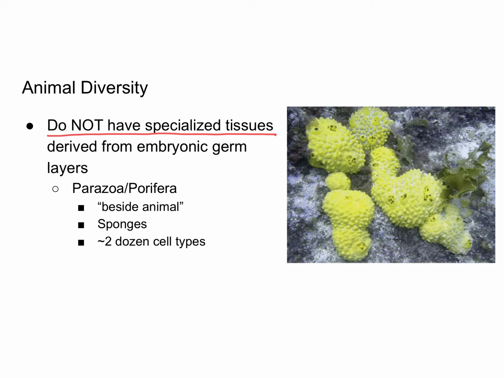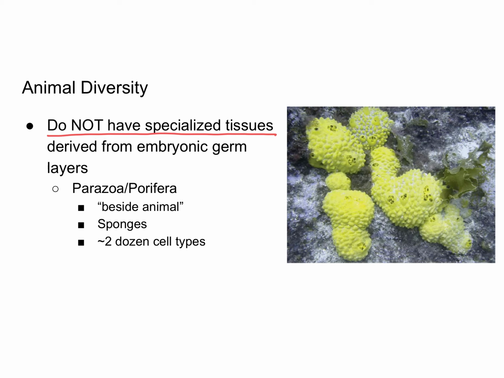So, the group of animals that do not have these specialized tissues are called the parazoa, also known as porifera. And that word parazoa means beside animal. So it is an animal, but it's a very minimal animal. It's often confused as a plant because it is sessile during its adult life, and it's just kind of sitting there. It's a filter feeder, and we'll talk more about it on its own video later on.